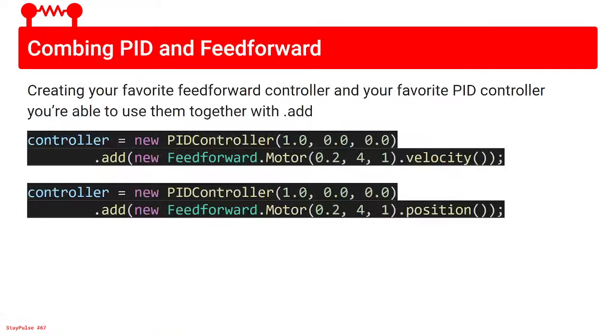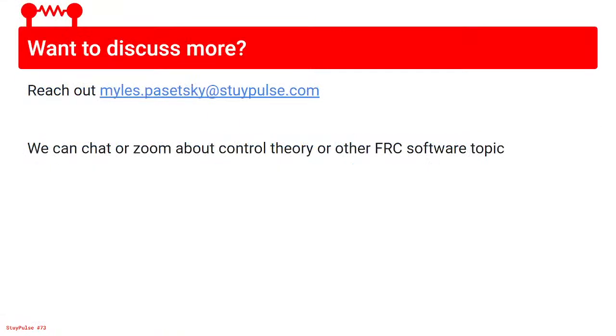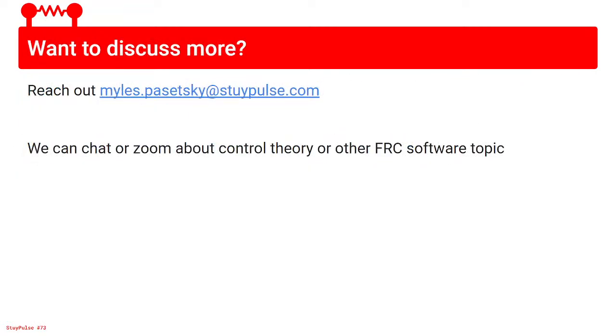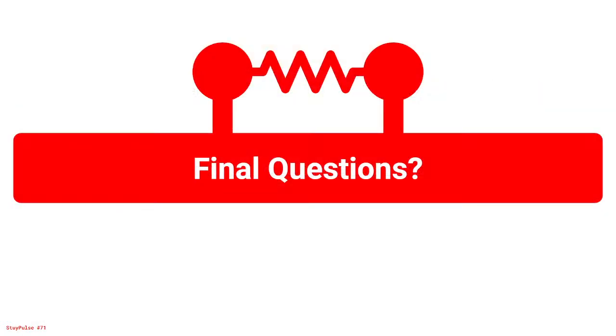Okay. Oh yeah. One thing is, I have my email over here, miles.pazetsky@stuypulse.com, and you can Zoom, or you can ask me about control theory, or you can ask me for my Discord, so we can communicate, not over email, because that's dumb. Discord. Is that the end? No, it's not the end. Oh. My bad. Okay. So yeah.